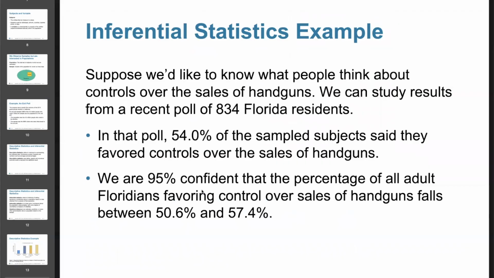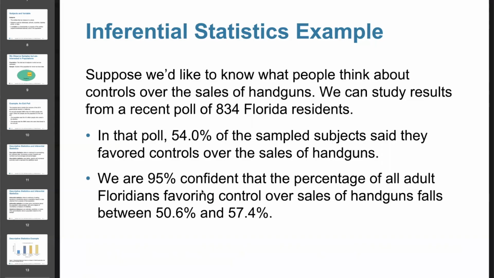Example for inferential statistics. Suppose we would like to know what people think about controls over the sales of handguns. We can study results from a percentage poll of 834 Florida residents. In that poll, 54% of the sampled subjects said they favored controls over the sales of handguns. We are 95% confident that the percentage of all adult Floridians favoring control over sales of handguns falls between 50.6% and 57.4%.